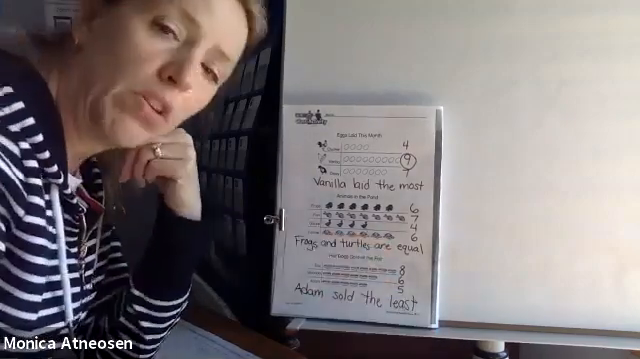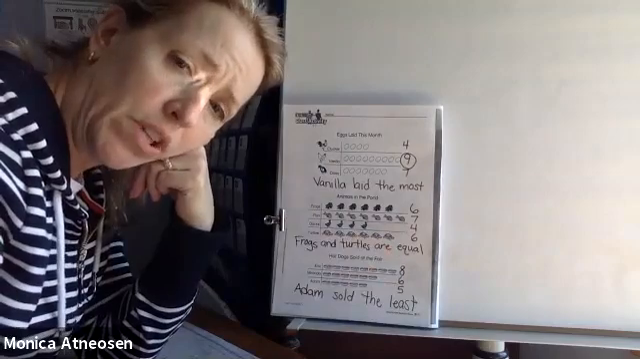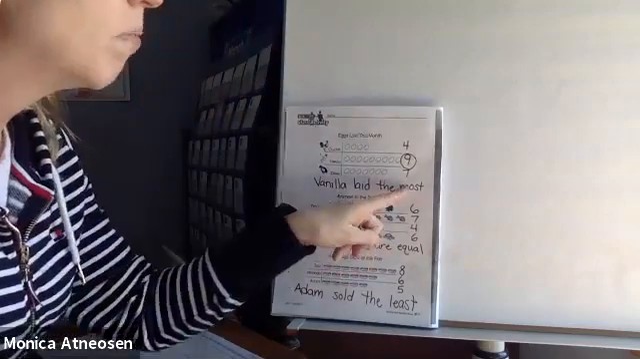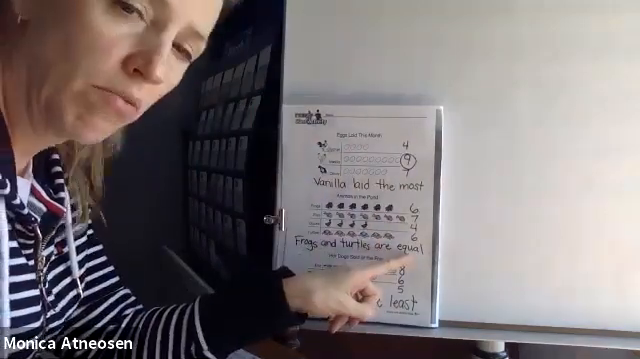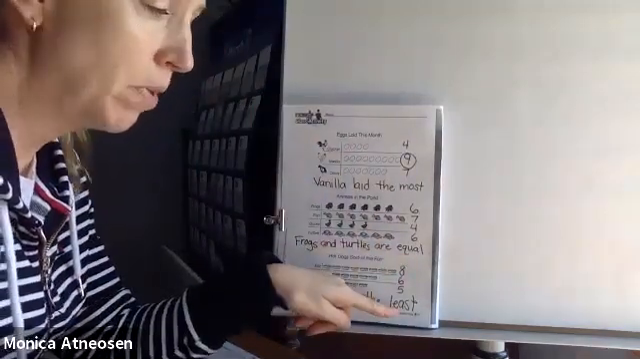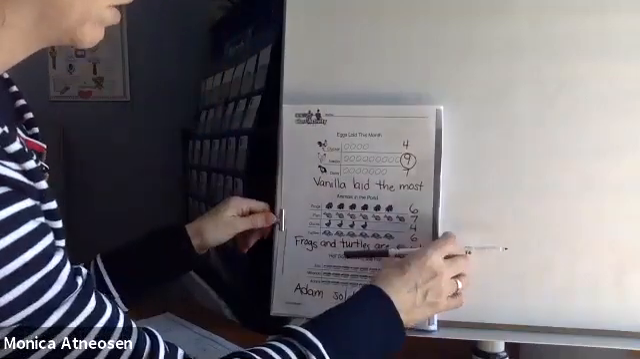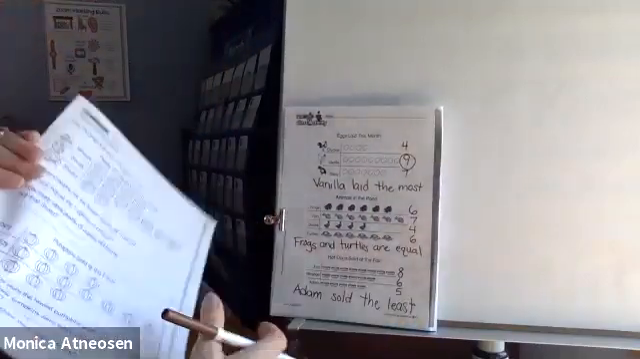So every time we look at a graph, we might be looking for different information. So we might be looking for most, we might be looking for equal, and we might be looking for least. So we're looking for different things when we do graphs.